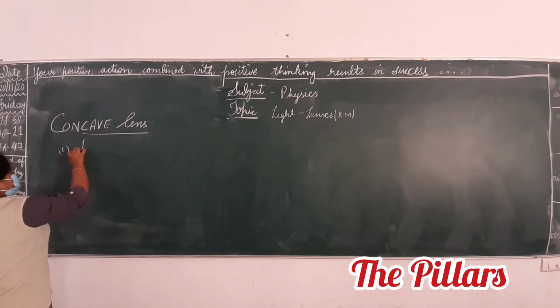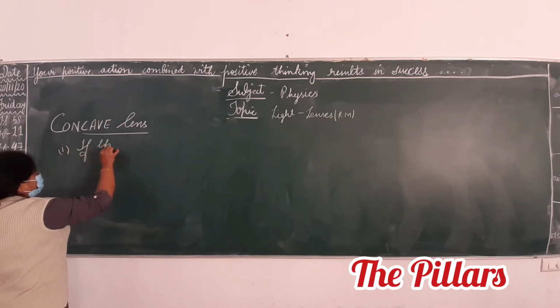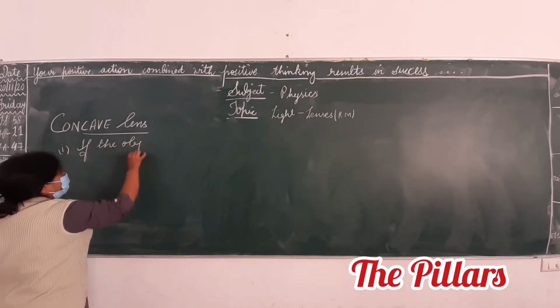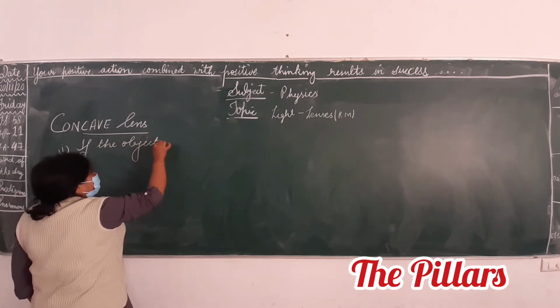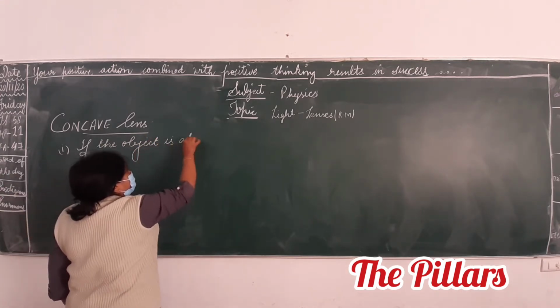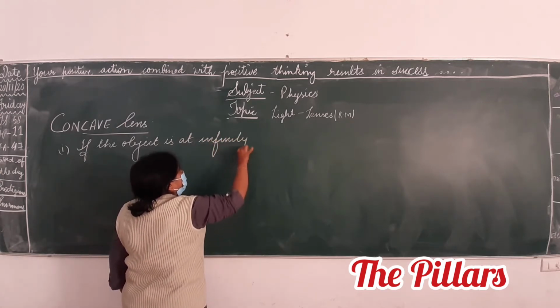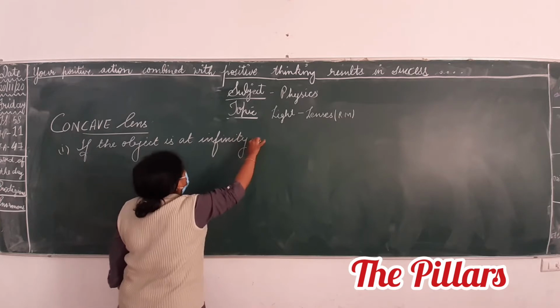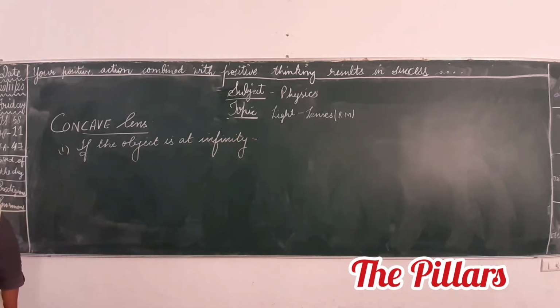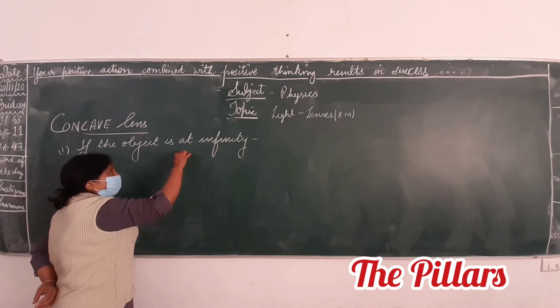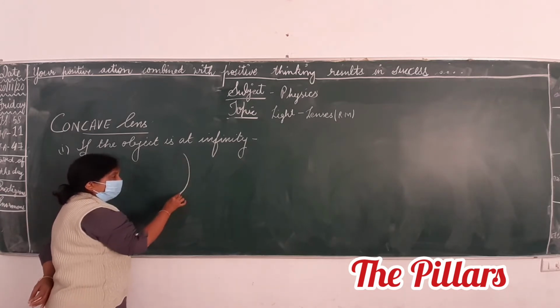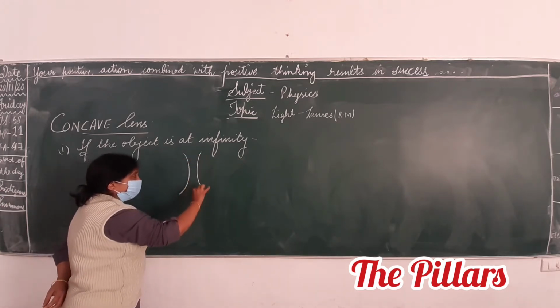If the object is at infinity, it means the light rays are coming parallel to the principal axis. They are traveling parallel to the principal axis. This is your concave lens.